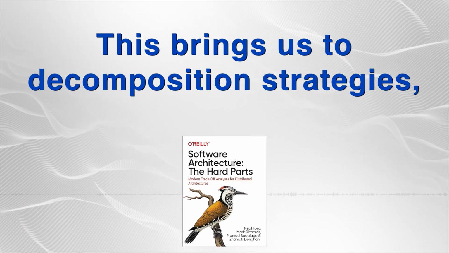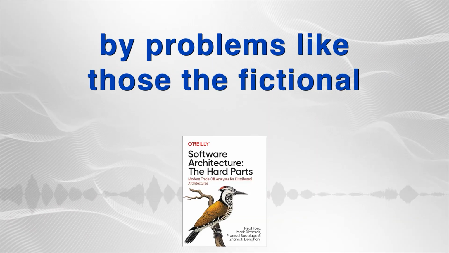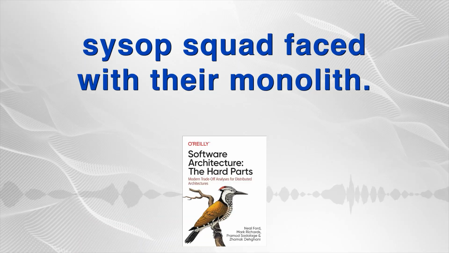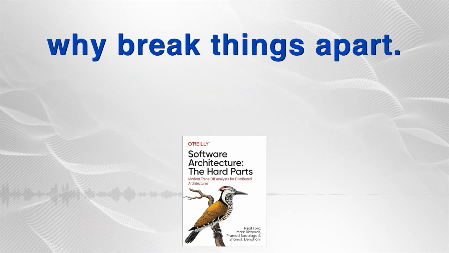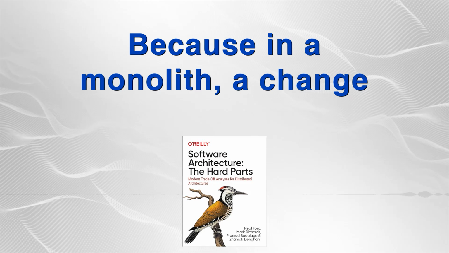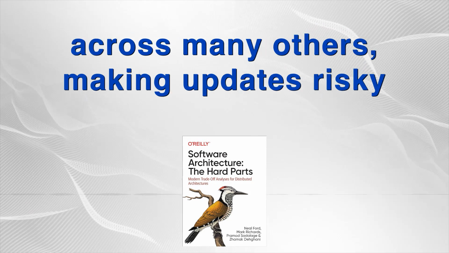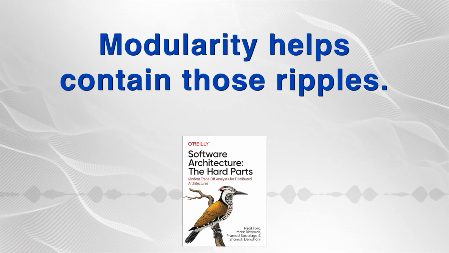This brings us to decomposition strategies, Chapters 3 and 4, often framed by problems like those the fictional Sysops Squad faced with their monolith. Yes, Chapter 3 looks at the drivers for modularity, why break things apart. Maintainability is usually a primary driver. Because in a monolith, a change in one area can ripple unexpectedly across many others, making updates risky and slow. Modularity helps contain those ripples.